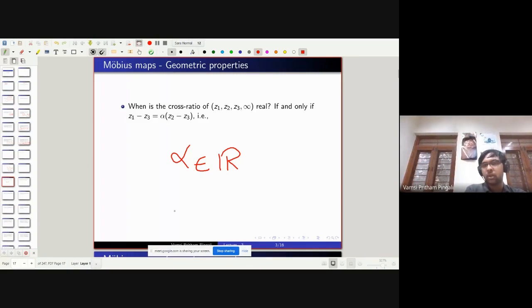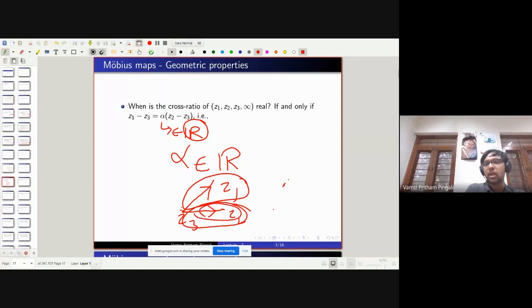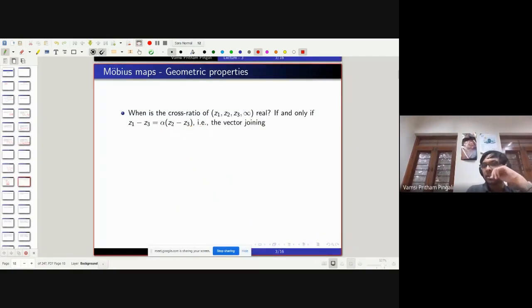It means the following: if you take Z3 and Z1 minus Z3, this is a vector joining Z1 and Z3. Z2 minus Z3, let's say this is Z2. This is Z2 minus Z3. This is a real number. What this means in the sense of vectors is this vector is proportional to this. That means that they are both parallel. They are along the same direction. So the vector joining Z1 and Z3 is parallel to that joining Z2 and Z3.